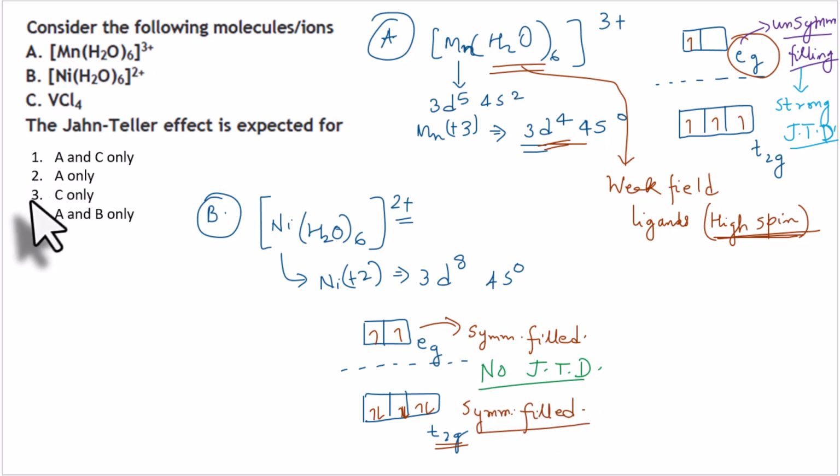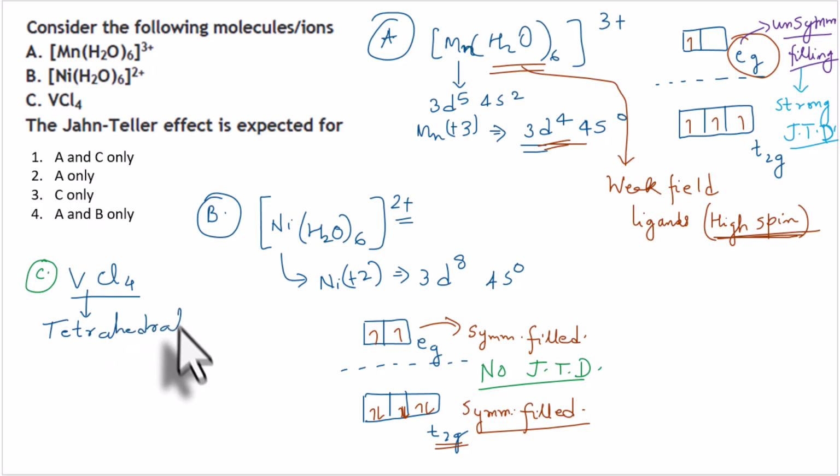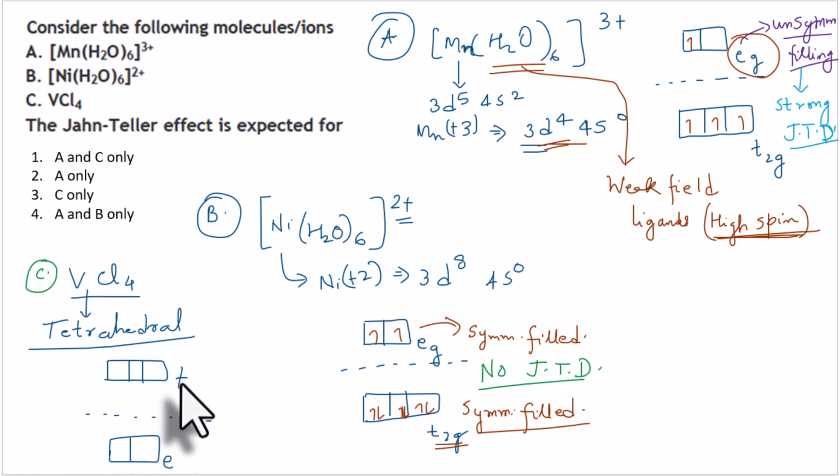Now moving on to the third complex, VCl4. As you can see, there are 4 ligands, not 6, so this vanadium complex is tetrahedral. Because it is a tetrahedral complex, we have to arrange the d orbitals just the reverse of the octahedral: e orbitals lower in energy and t orbitals higher in energy.